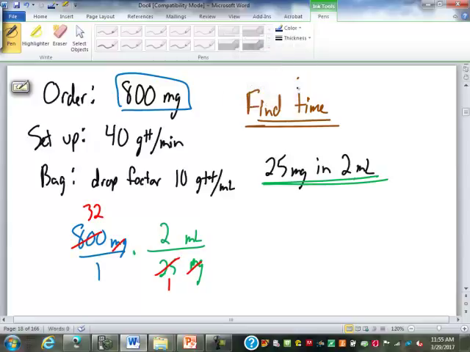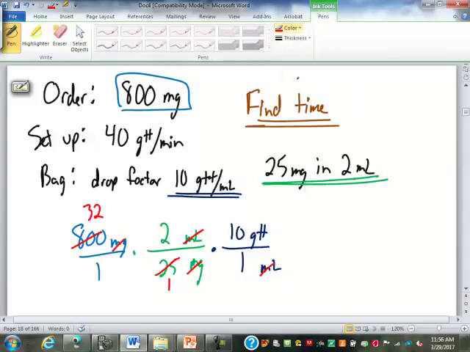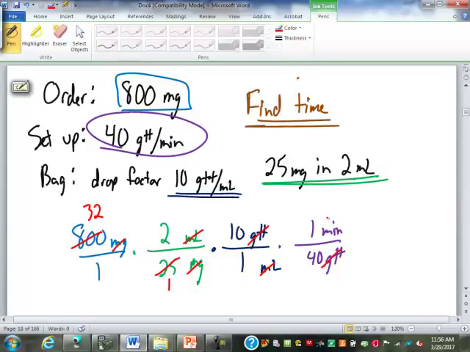Next, I want to get rid of milliliters. So I'll put milliliters on bottom here. The only thing I have for milliliters is my drop factor. The 10 drops equals 1 milliliter. So my milliliters are gone. And now I want to get rid of drops. I do have my drops per minute. That is 40 drops. The drops have to go on bottom so that they cancel, per 1 minute. So my 1 minute has to go on top. And now I've gotten rid of every unit but minutes. So let's go ahead and find this in minutes.